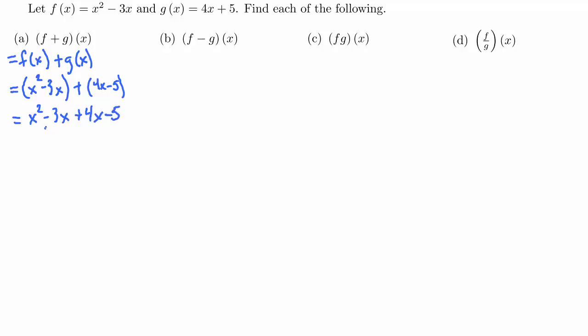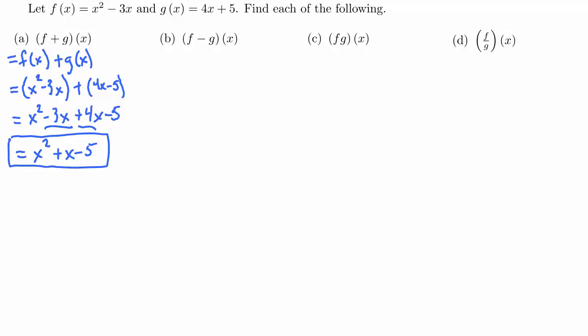Then we combine like terms. The negative 3x and positive 4x will give me x squared plus x plus 5. And this is f plus g of x.